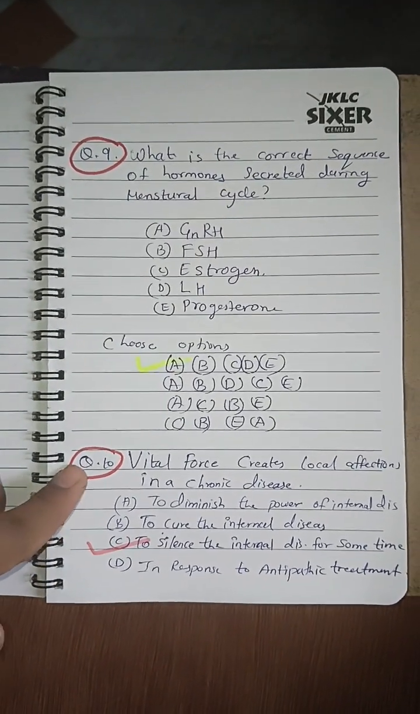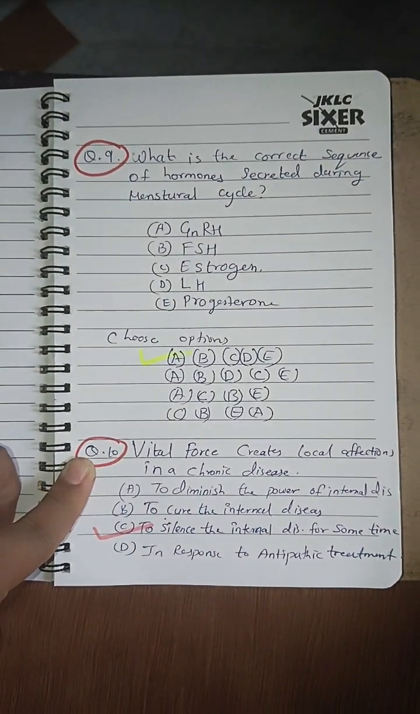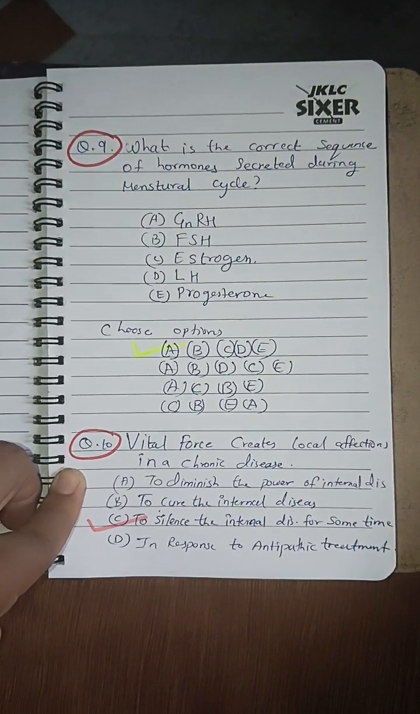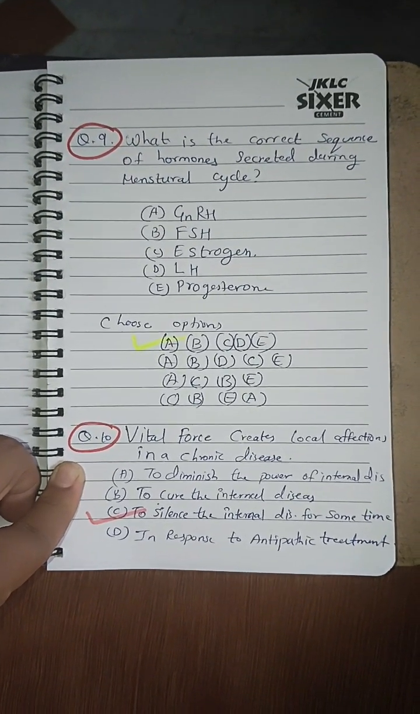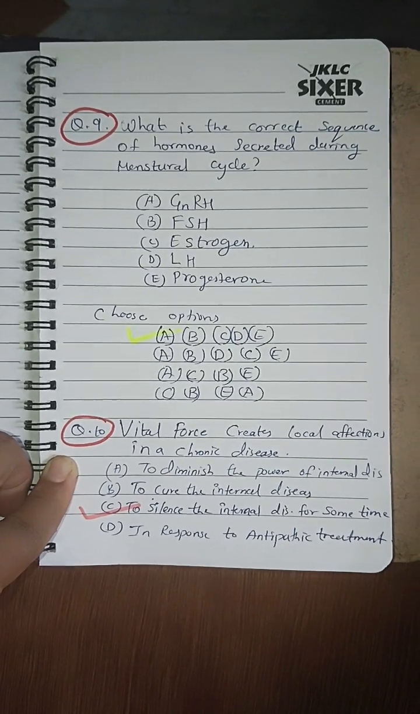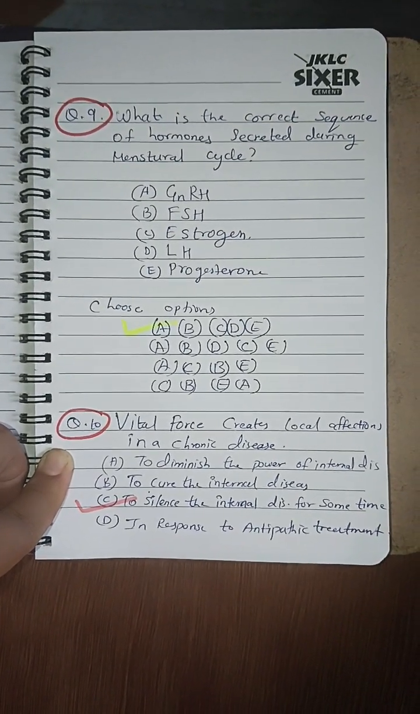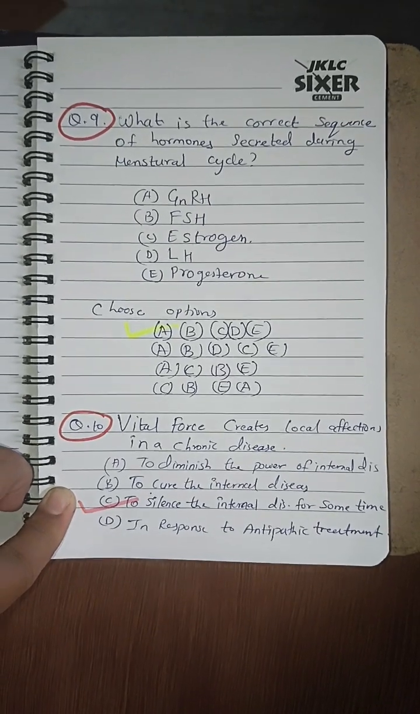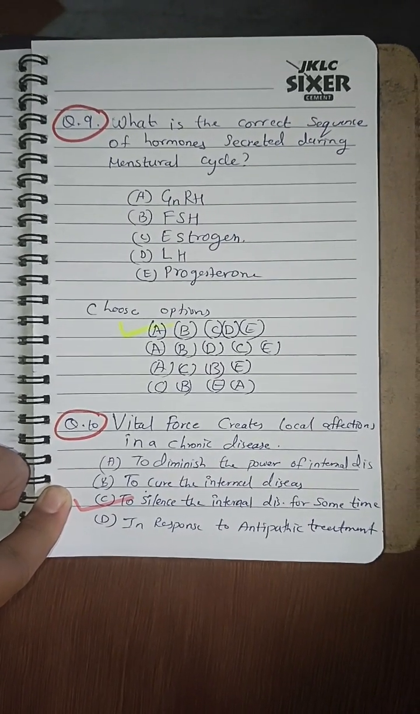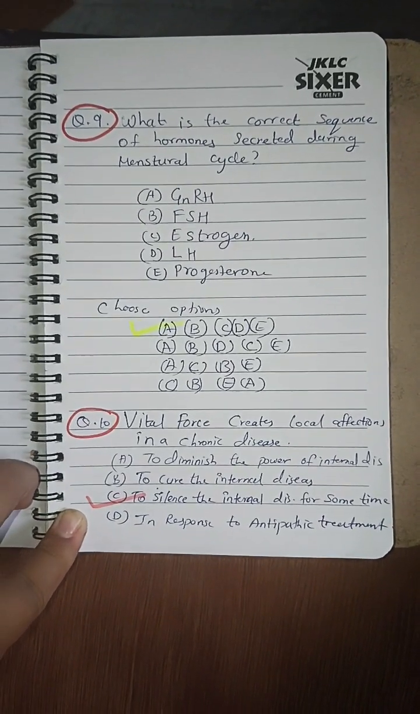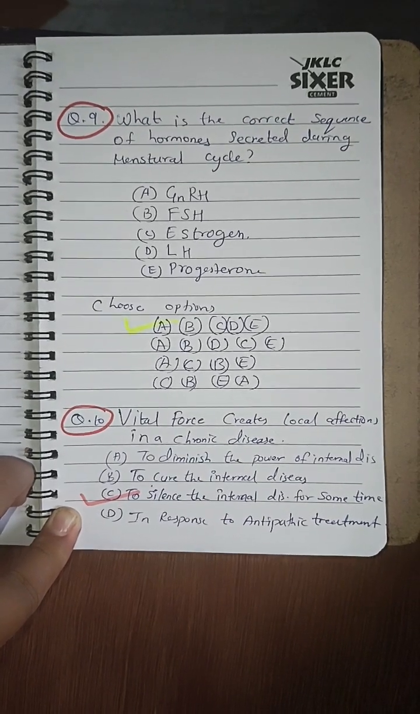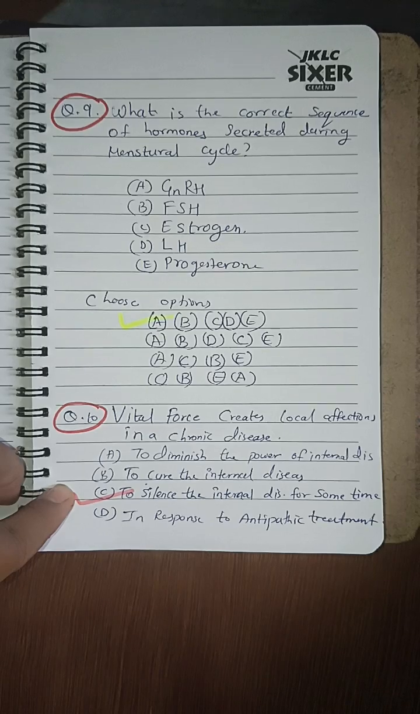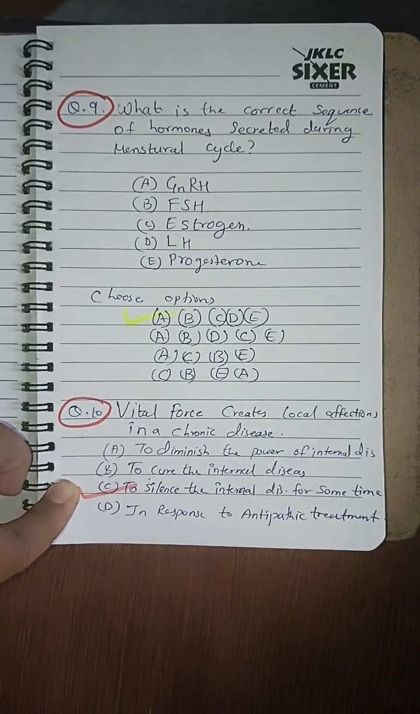Now question number 10 for this AIAPGET 2023 exam was, vital force creates local affection in the chronic diseases. The options given are A. To diminish the power of internal disease, B. To cure the internal disease, C. To silence the internal disease for some time, and D. In response to antipathic treatment. The right answer is option C, to silence the internal disease for some time.